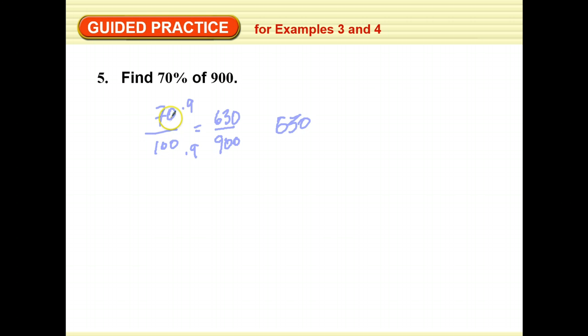So think about this. Let's say you're shooting free throws. If you shoot 100 free throws, you normally make 70 of them. So if you shoot 900 free throws, how many should you make? Well, you should make 630. Or let's say you normally get 70% on a test. If it was worth 900 points, how many points would you get on that? Well, you'd get 630.